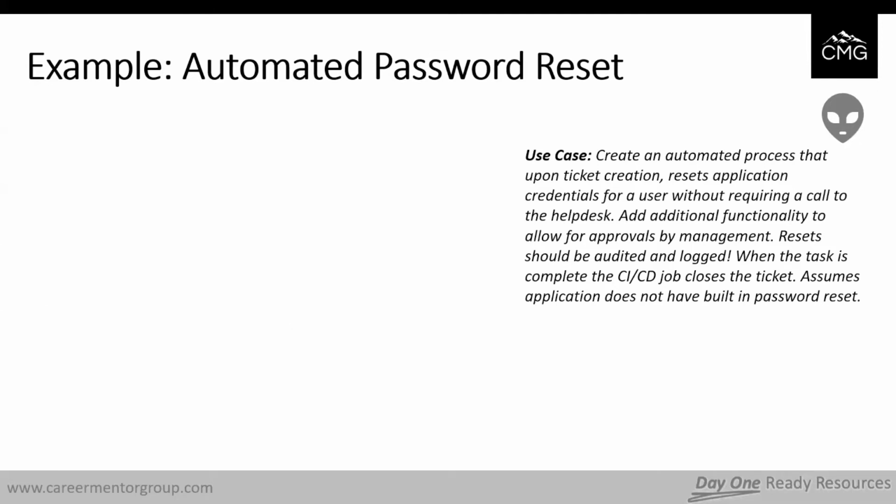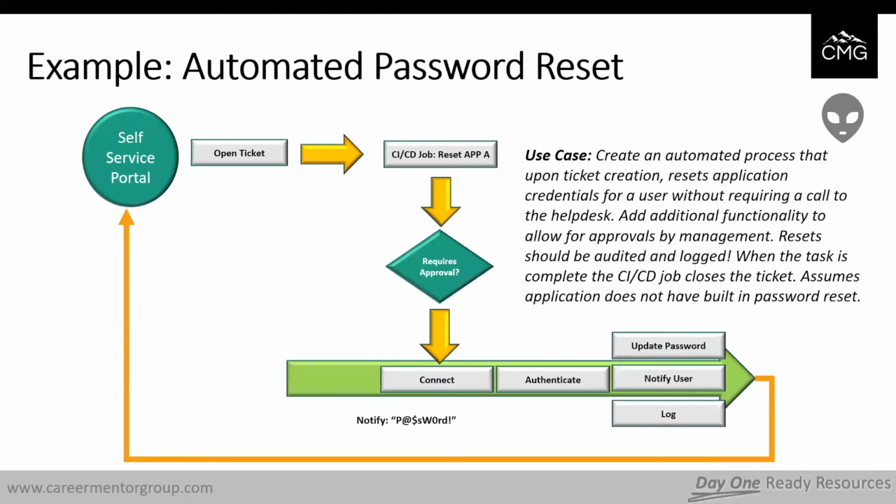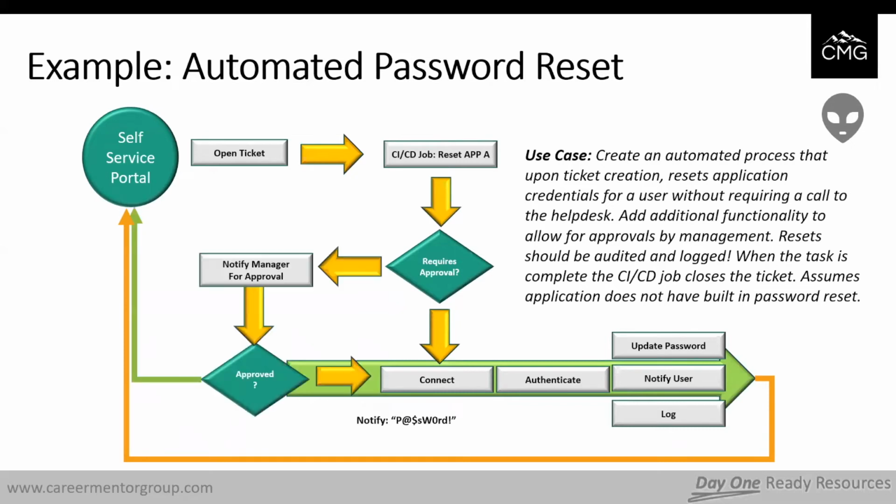That's a requirement. And when the task is complete, the CI/CD job closes the ticket, assuming the application does not have a built-in password reset. So the user goes to the self-service portal, opens the ticket, and triggers a CI/CD job. If it requires approval, there's a separate process. We're going to assume this first workflow does not. It'll connect to the app, authenticate, update the password, notify the user, and log the activity, notifying the user with the new password. If it requires approval, the manager has to manually interact to approve or deny.